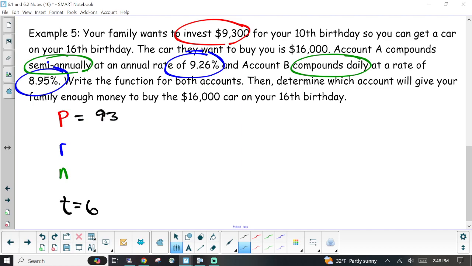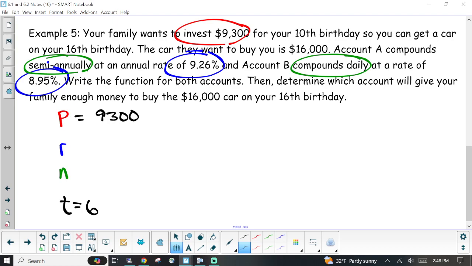Principal, always the same for both, but you are going to have to do it separately. One's going to have a different interest rate than the other, and also a different amount of compounds in a year. Give it a go. I'm going to give you 4 or 5 minutes. We'll put the answer up on the board.